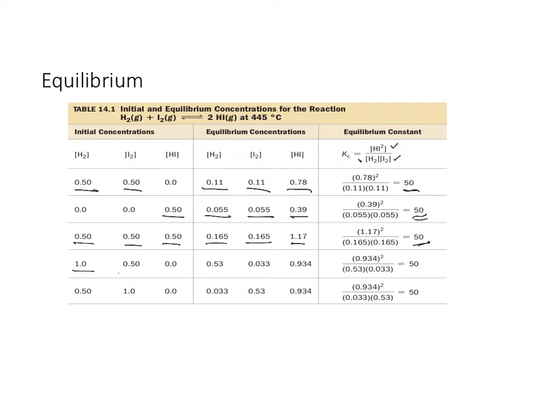If we look at 1 molar H2 and half molar I2, when it equilibrates, we've got 0.53 moles of H2 left, 0.033 moles of I2 left, and that yields 0.934 moles per liter of HI. And when we do the math one more time, it comes to an equilibrium constant value of 50.